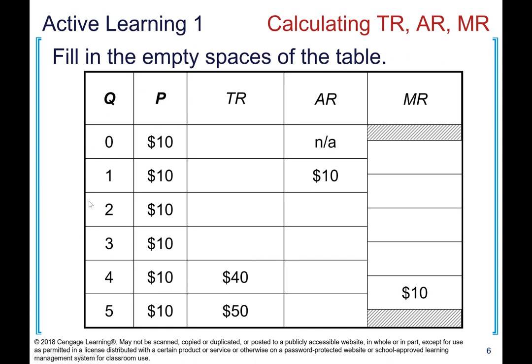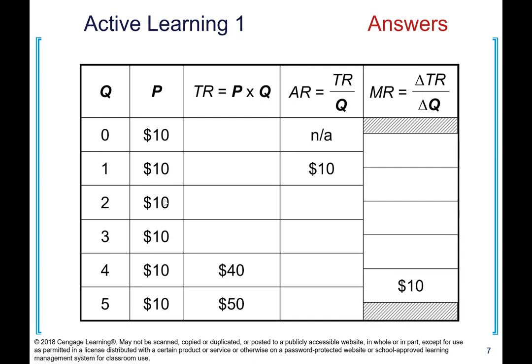Quantity or output, price. When you multiply quantity times the price, you get total revenue, and that is this column. And average revenue is total revenue divided by output. So you take this column, divide by the first column, and that gets you this.